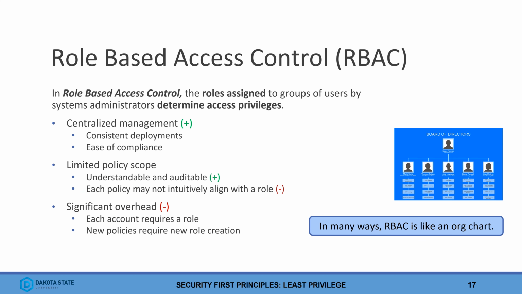The first access control method we're going to look at is role-based access control, or RBAC. In RBAC, the roles assigned to groups of users by systems administrators determine access privileges. RBAC is an access control policy that restricts information system access to only authorized users, so organizations can create specific roles based on job functions and the authorizations or privileges to perform needed operations on organizational information systems, which are associated with the organization-defined roles. In this way, RBAC is essentially an org chart.